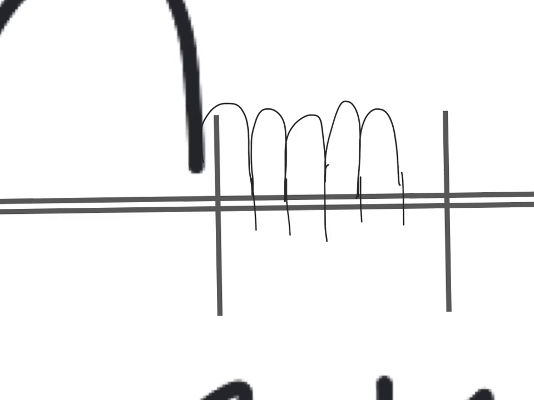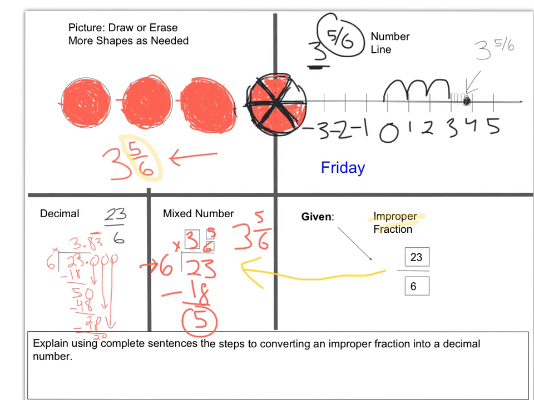That's hard to say. And last but certainly not least, we need to explain using complete sentences the steps to converting an improper fraction into a decimal number.